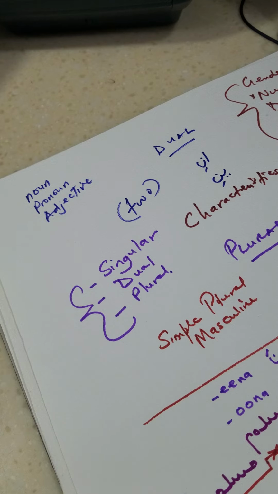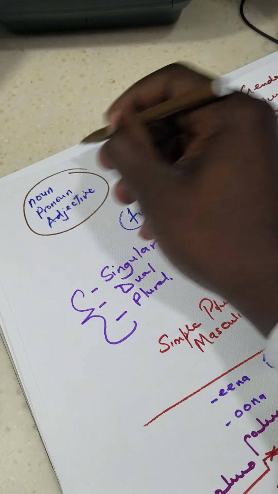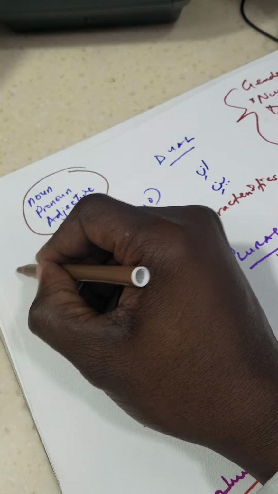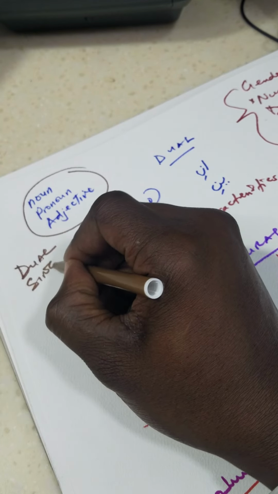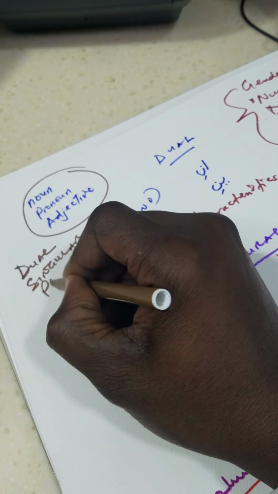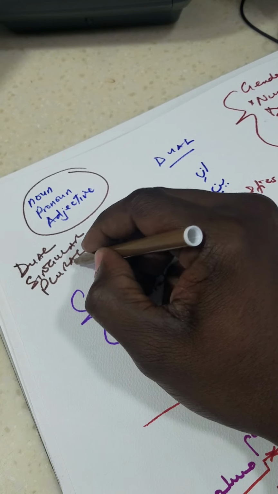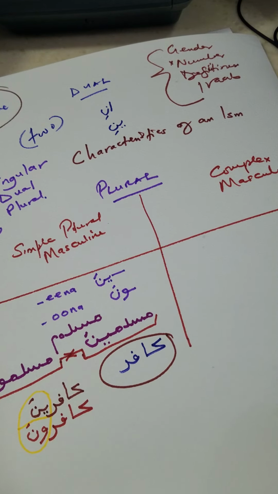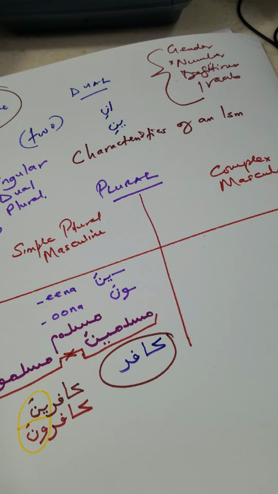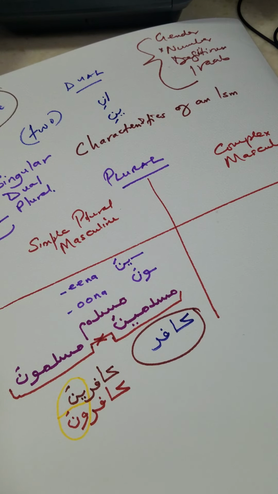So, if we want to know the number, we must know, is this dual, is this singular or plural? Like we said here. So that's where we come in. We can probably get another word. A teacher is called a mudarris.